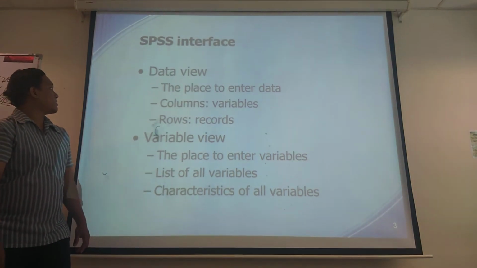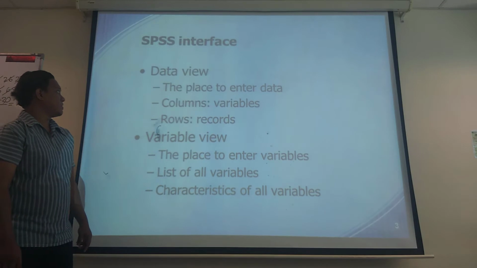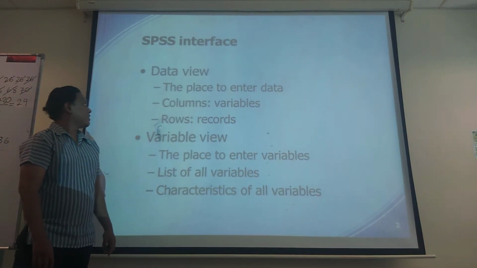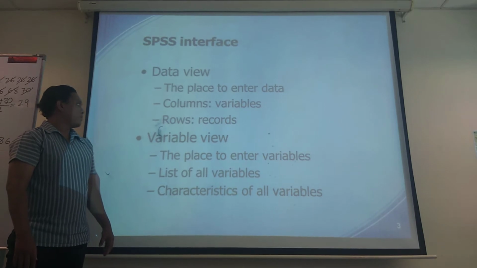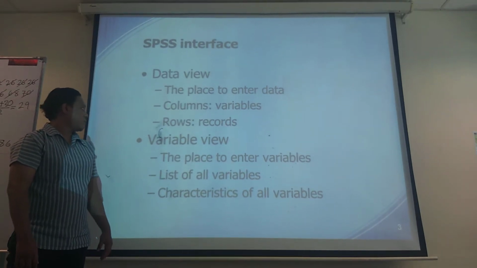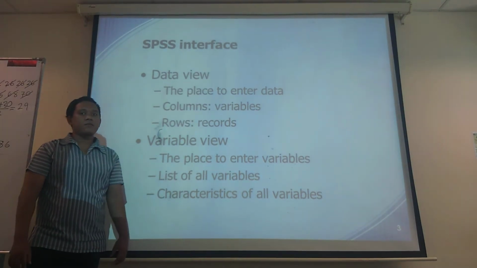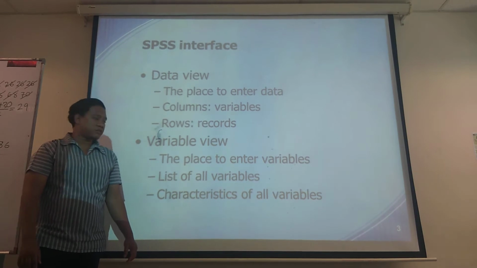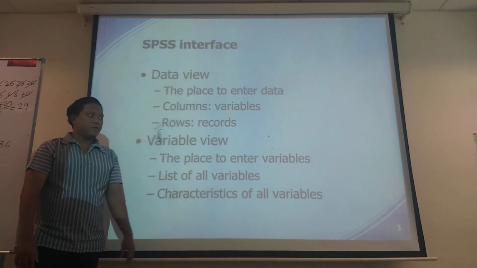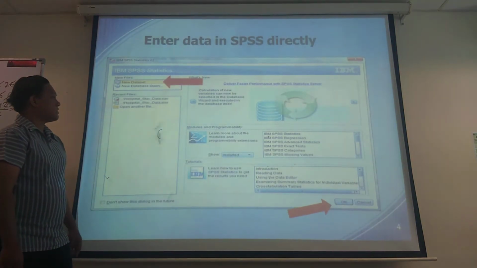Okay, what is the SPSS interface? First, we have data view, which is the place to enter the data. We have columns and variables. For the rows, which are records, and for the variable view, which is the place to enter the variables, and the list of all variables, and the characteristics of all variables.